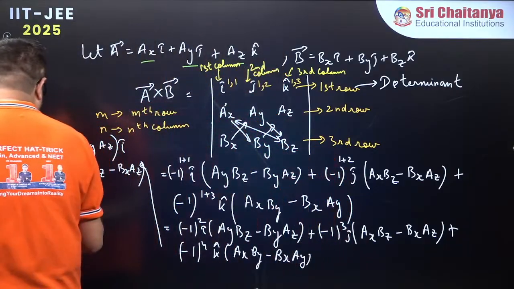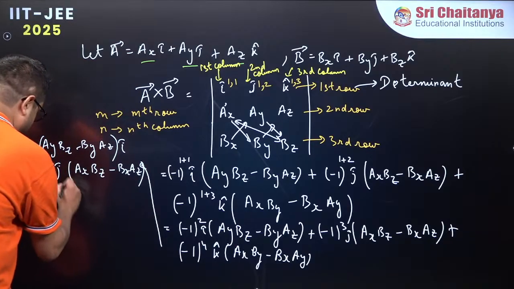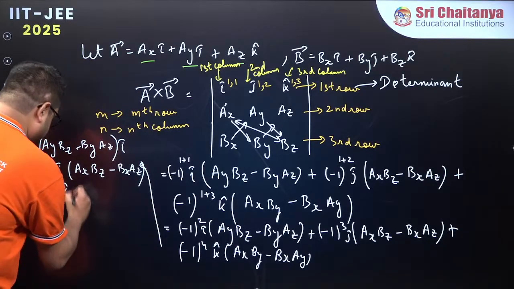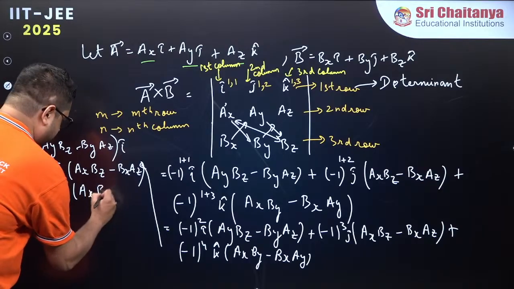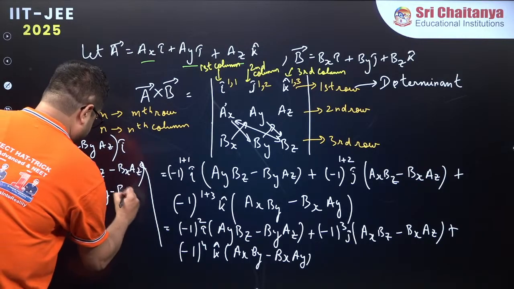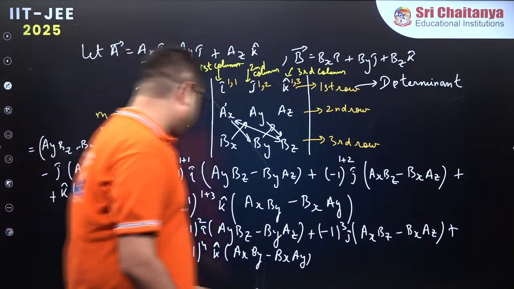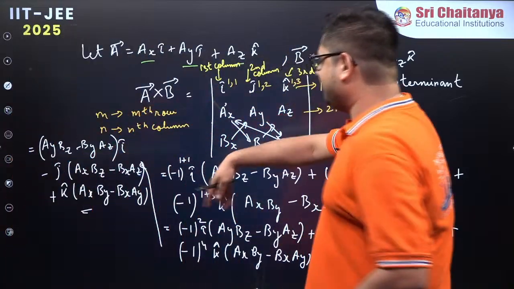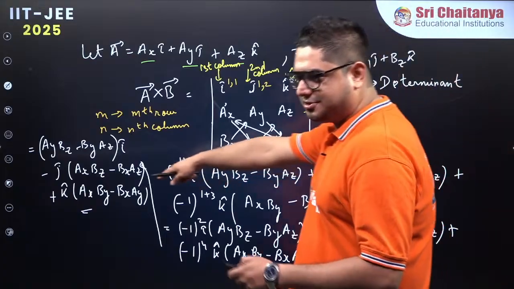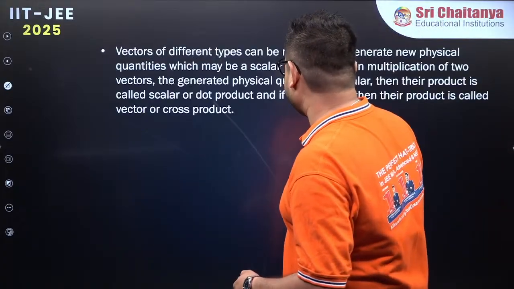That is 1, isn't it? So K cap over here, that is AXBY minus BXAY. So this is going to be the answer to this. Means if you solve this, you will be getting this. So let's try to check this thing, everyone, isn't it?